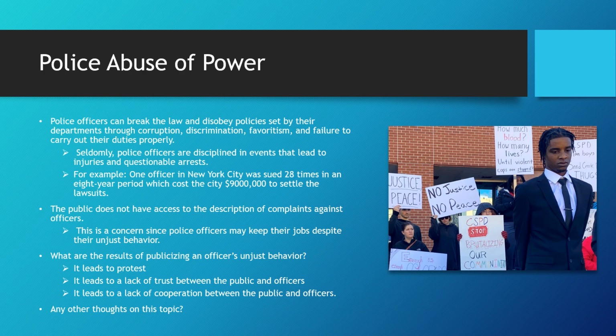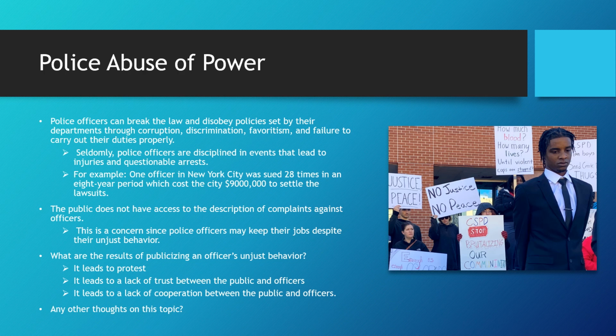And that is because there is concern that police procedures shield officers from public scrutiny and risk keeping officers employed when their behavior, if known outside the police department, might lead to pressure for dismissal by elected officials on city councils. So this leaves the question of what are the results of publicizing an officer's unjust behavior?